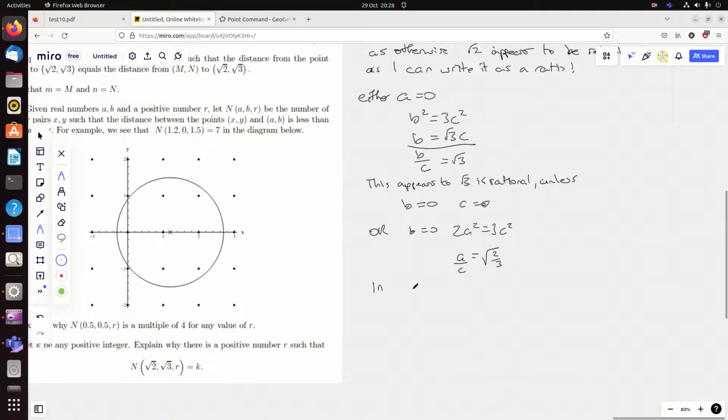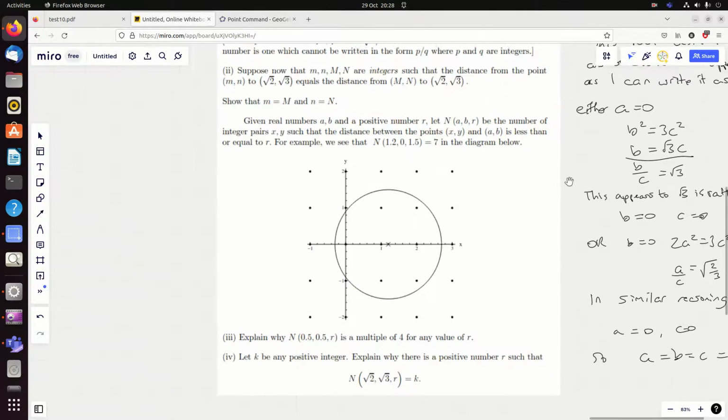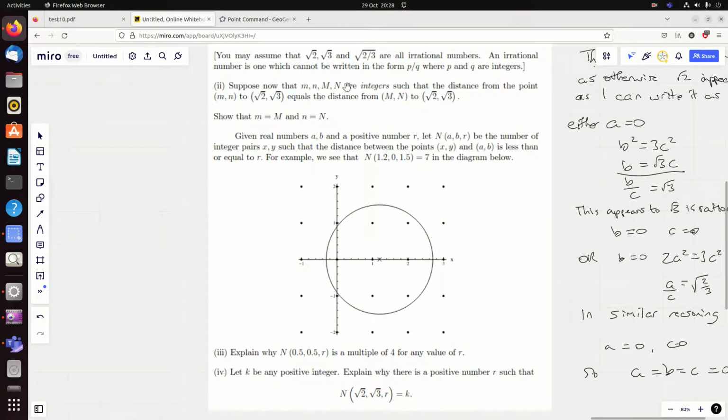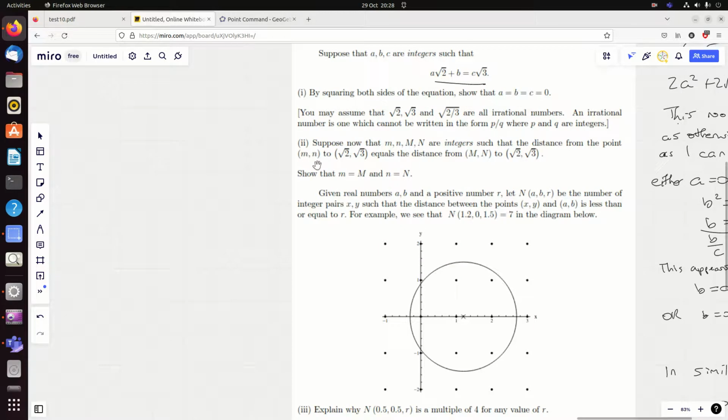In a similar reasoning, this is false unless a equals 0, c equals 0. So a equals b equals c equals 0. Done. Next part. Right. Suppose now that m and n are integers, such that the distance from the point little n to that is the distance from the point big N to that.